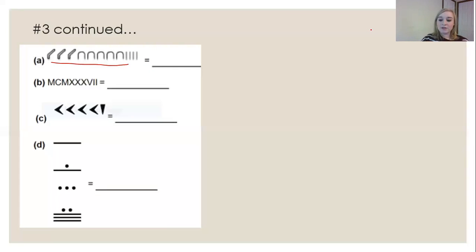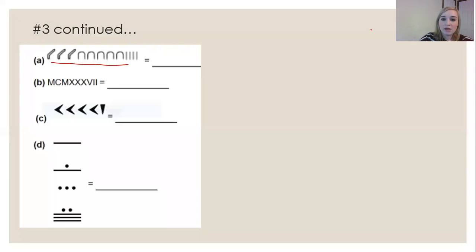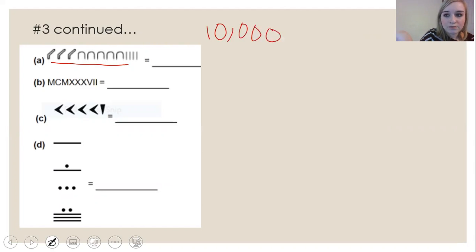So for A, let's go ahead and refer back to our chart. We see here we have these symbols at the very beginning that look like straws. So this means 10,000. And how many of them do we have? Well, we have 3. So we're going to do 10,000 plus 10,000 plus 10,000.